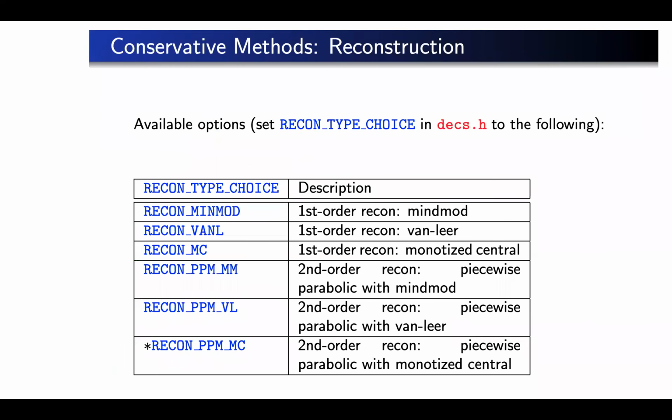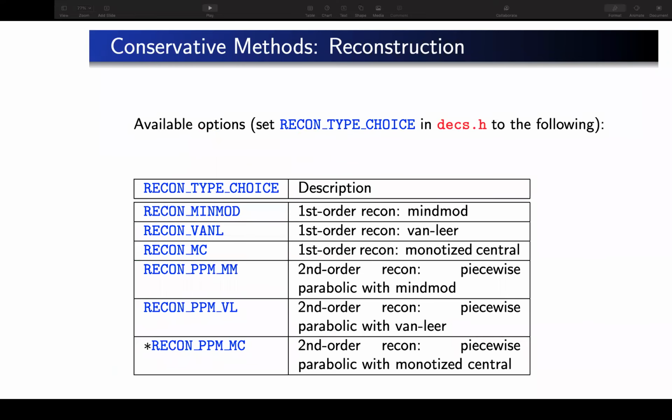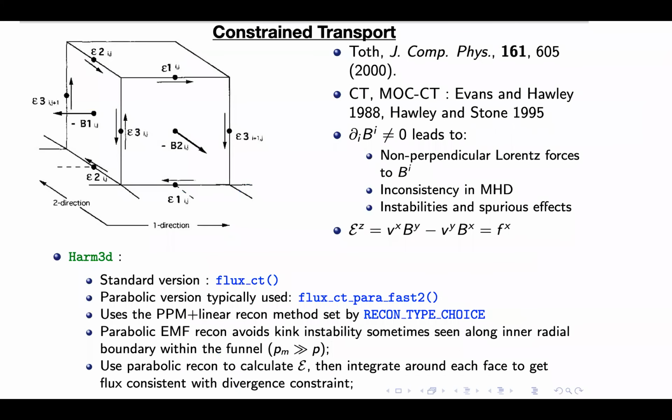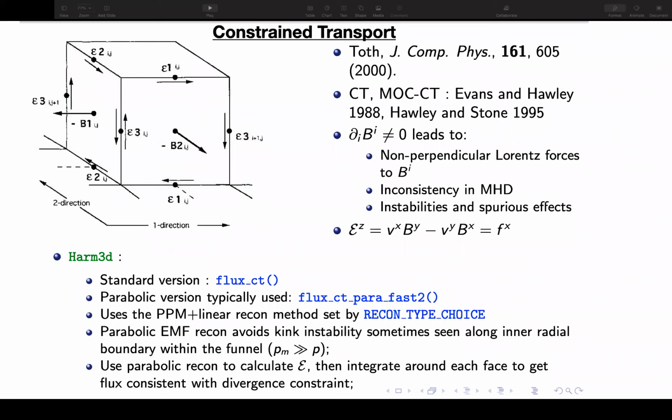Reconstruction methods, not anything crazy. Piecewise parabolic with the MC limiter is what we use by default. And we use the Flux-CT scheme from Toth et al. This reconstructs the EMFs along edges and preserves div B at the corners, not the cell centers. It's a little weird, but you get used to it. Nothing more to say there.